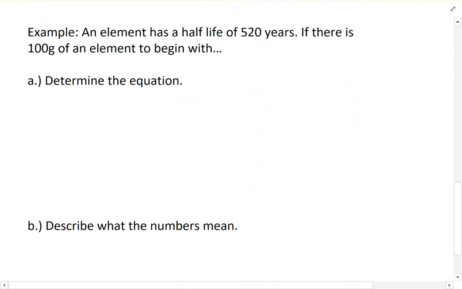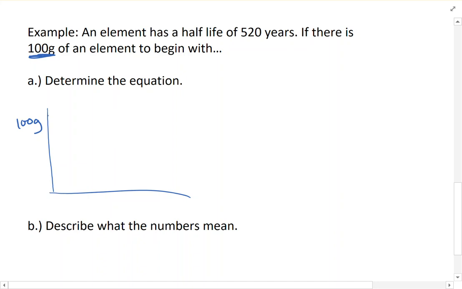An element has a half-life of 520 years. If there is 100 grams of an element to begin with, determine the equation. Usually with these, it's always nice to draw a sketch just to have an idea of what this may look like. So we know it's starting at 100 grams and it has a half-life.